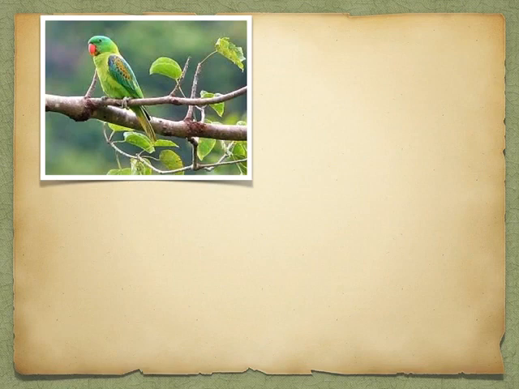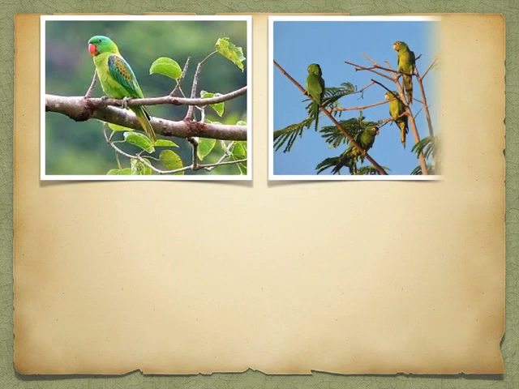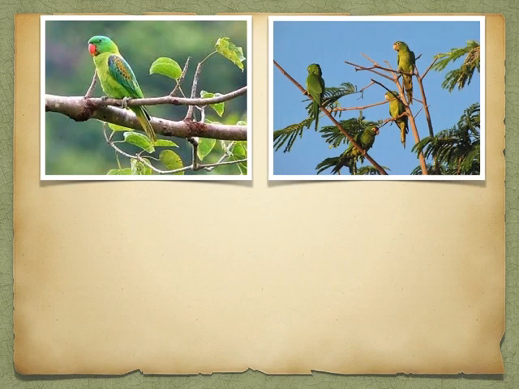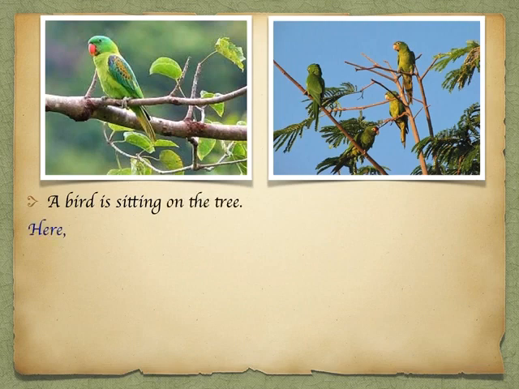So students, tell me, what do you see in this image? We can see a bird sitting on the branch of the tree. What do you see in the second image? We can see that some birds are sitting on the branch of the tree. Let's study both the images. Let's start with the first one. A bird is sitting on the tree. Let's find out the nouns. Here, bird and tree are the nouns.